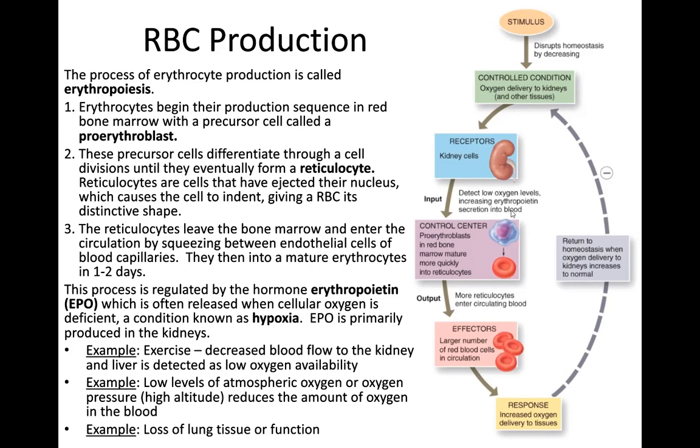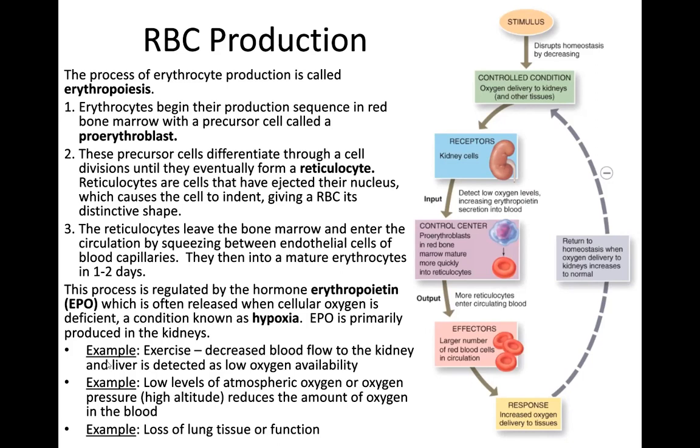Okay, EPO, short for erythropoietin, is what triggers those three steps where we go from the proerythroblast eventually to larger numbers of red blood cells. And therefore, if we have more red blood cells, we can increase the delivery of oxygen to our tissues, and our control condition can be fixed, and we can properly deliver oxygen to the kidneys. So what can cause us to decrease the amount of oxygen delivered to our kidneys?